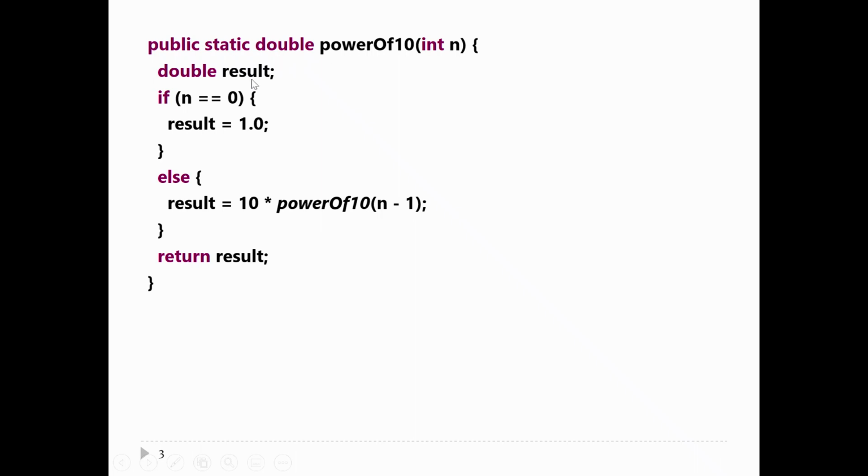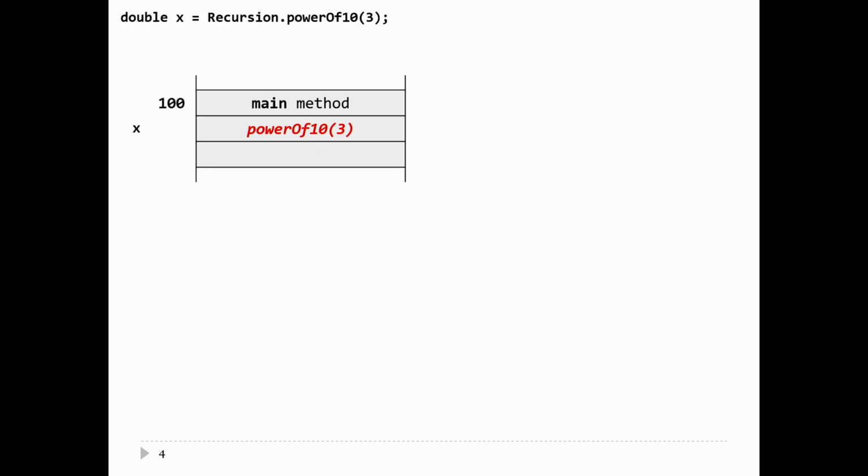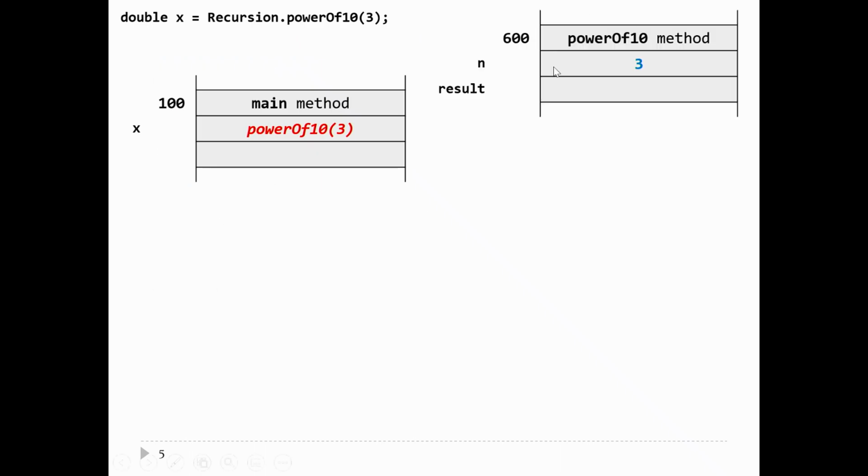The variable result, space is allocated for that variable inside the method. If there are any other local variables, space is also allocated for those. So you can see that space is allocated for n, and space is allocated for result. There's other stuff allocated too, a bunch of bookkeeping stuff, but that's beyond the scope of what we need to talk about right now.